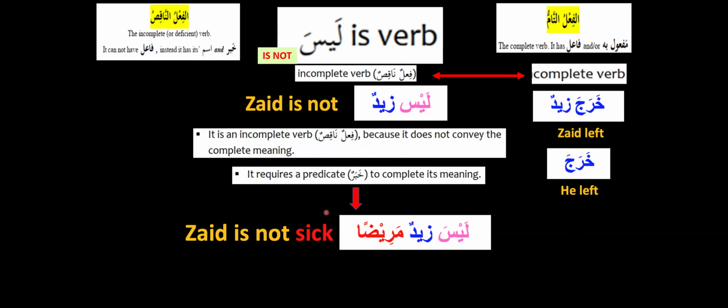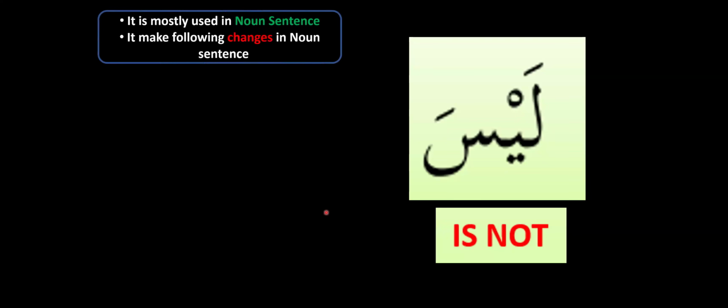Now you understand what I'm saying? If I just stop at laysa zaidun, you don't understand. But if I complete the sentence and say laysa zaidun maridan, Zaid is not sick, now you are able to understand the meaning. So what do we know? We know that the meaning of laysa is not. It is mostly used in the noun sentence and it makes the following changes in the noun sentence.